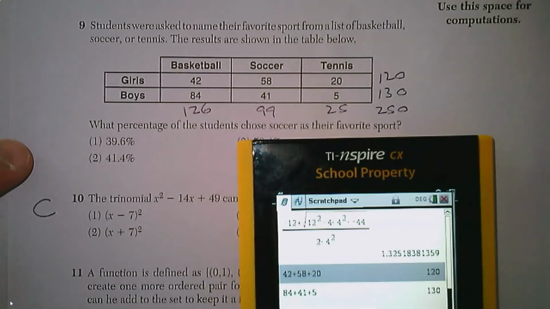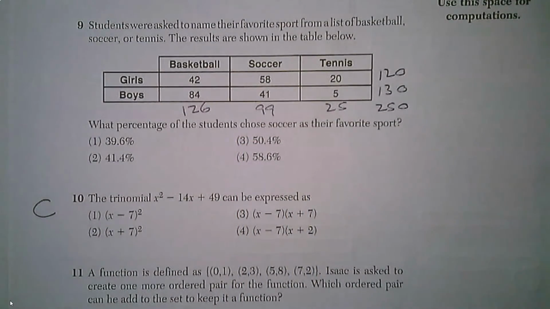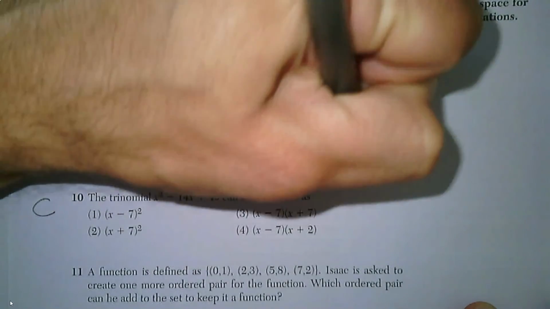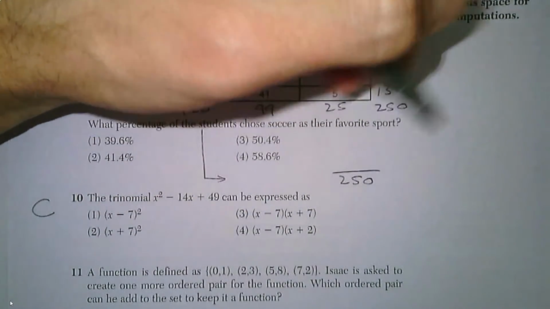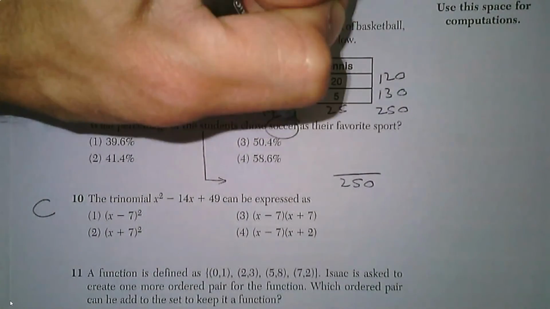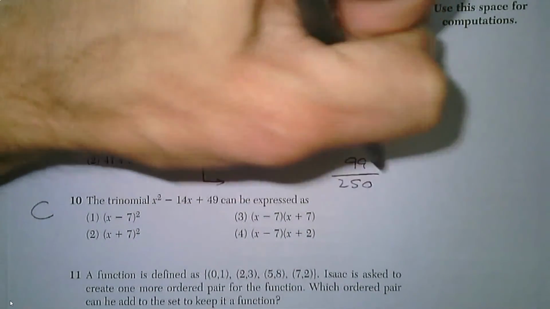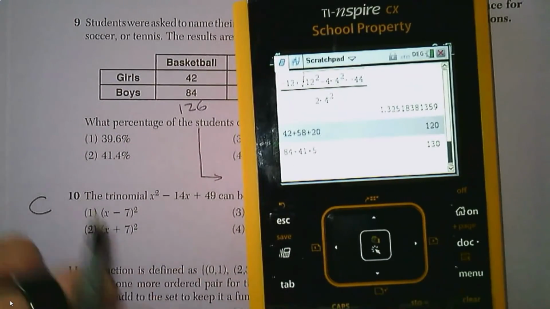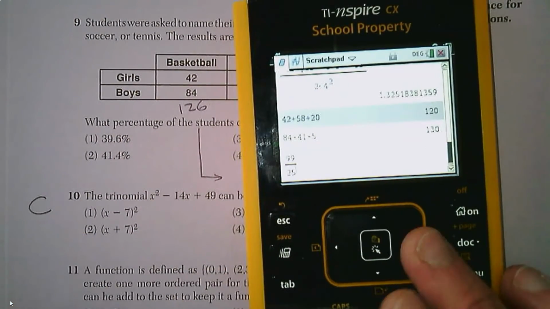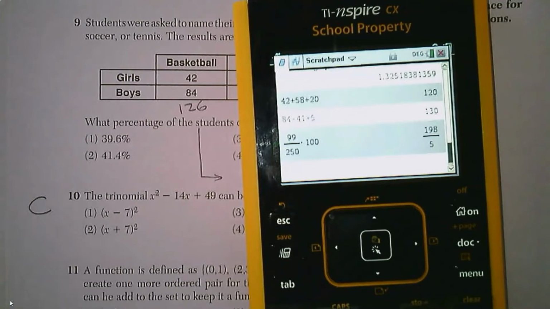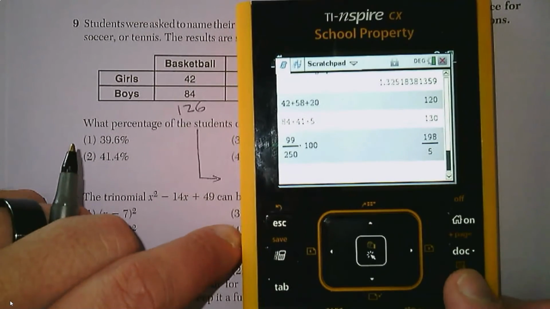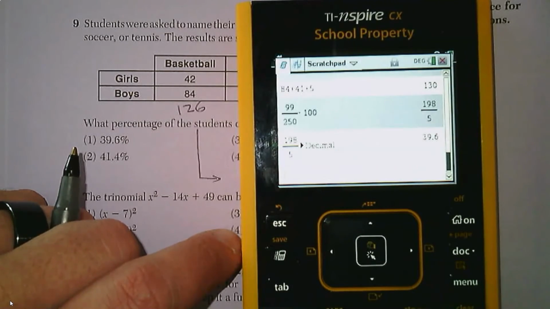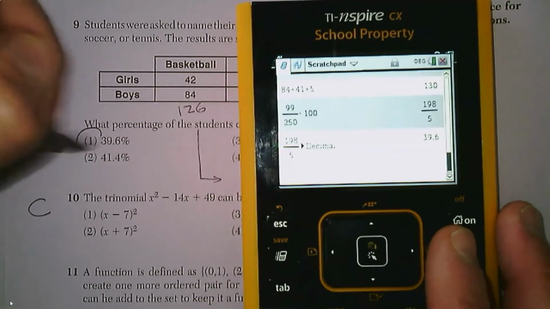Okay. So what percent of the students? So we're talking about of the students, that's all students. So all 250 students, out of which chose soccer, 99 chose soccer. So I'm going to do 99 divided by 250 times 100. So if I do that on the calculator, 99 divided by 250 times 100. All right, that's not a decimal. So menu 2, convert to decimal. 39.6%, which is choice 1.